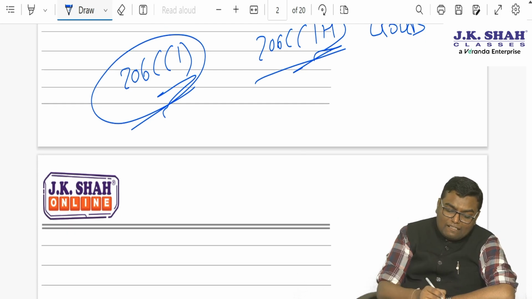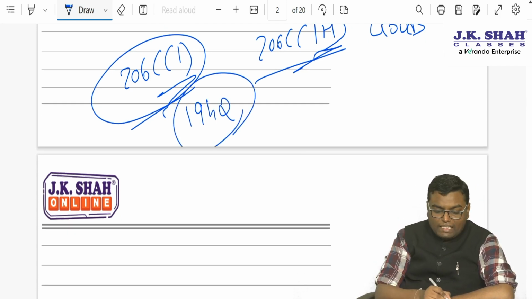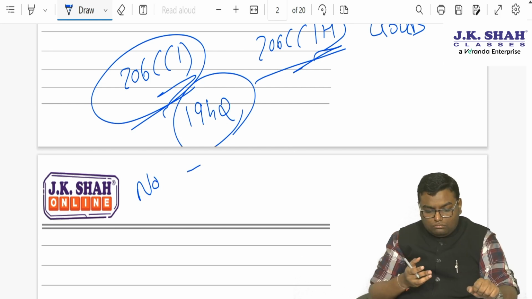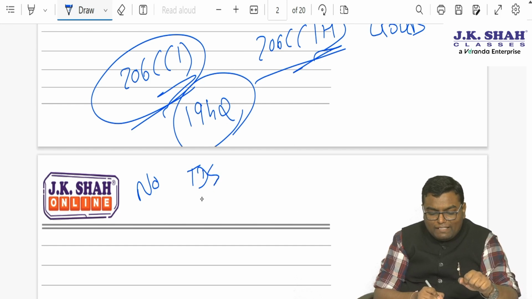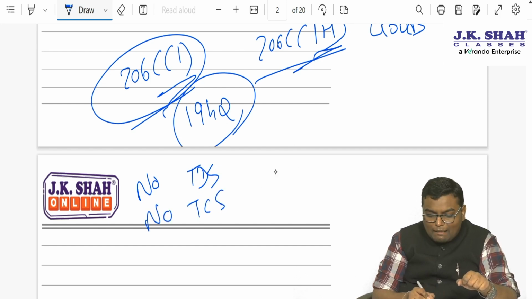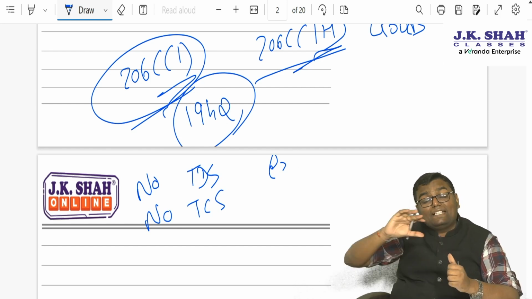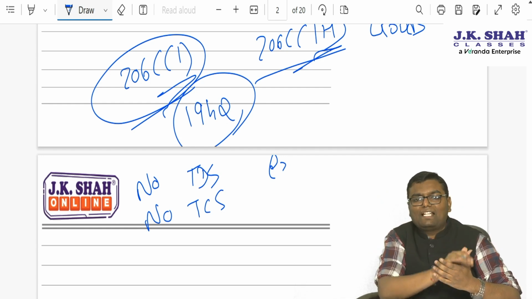Now, TDS under 194Q clearly says when this section will apply, when there is no other TDS. So, TDS under 194Q will not apply when there is any other TDS or other TCS applicable, except 206C clause 1H. So, when any other TCS is applicable, TDS under 194Q will also not apply.